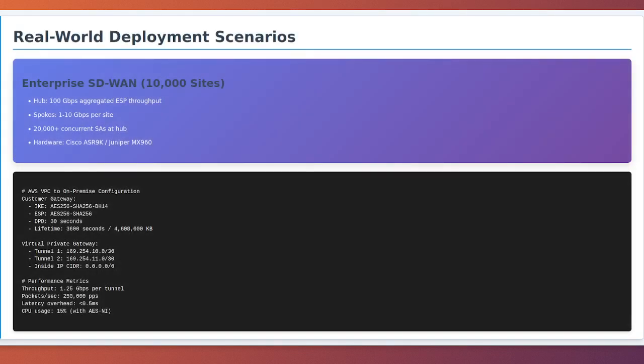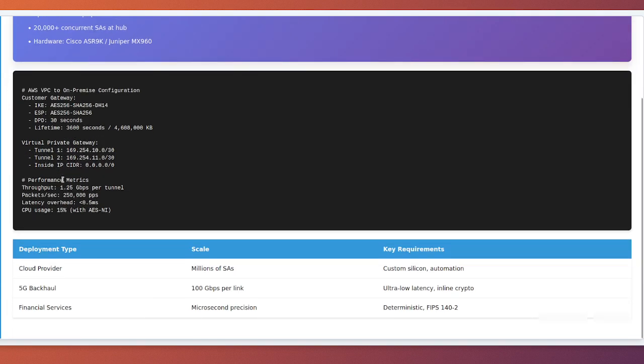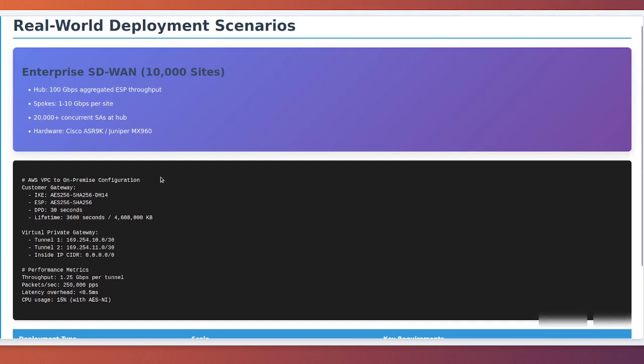Real-world deployment scenarios. Let me share some real-world deployment scenarios where ESP with AES-CTR plays a crucial role in securing network communications. These examples come from actual production environments and illustrate both the challenges and solutions when implementing IPsec at scale. Understanding these scenarios will help you apply the technical knowledge we have covered to practical situations you might encounter.